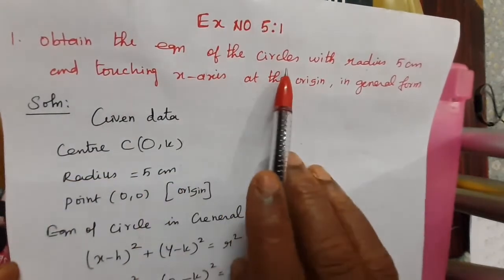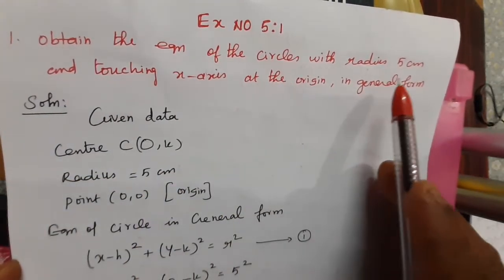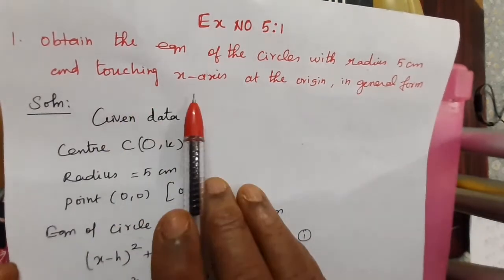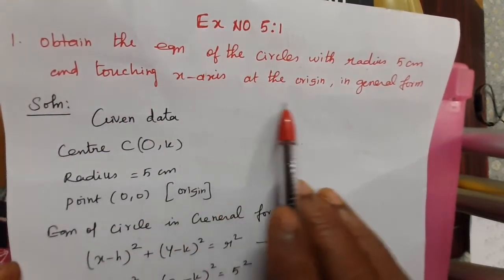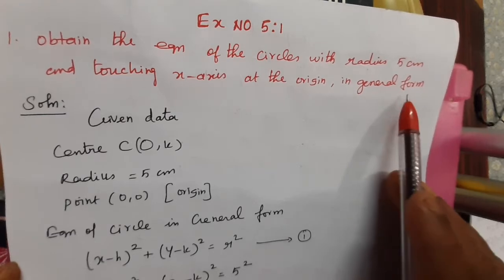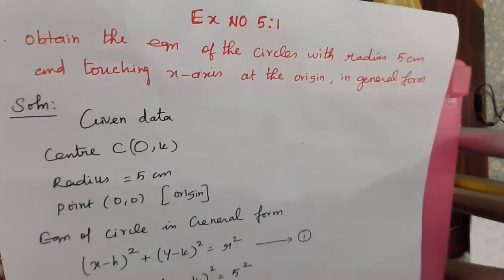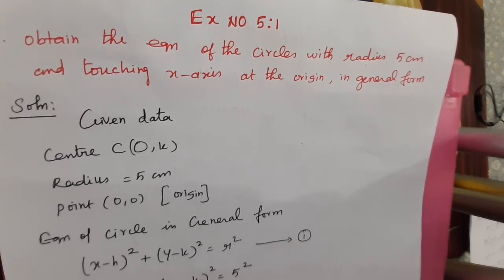Obtain the equation of the circle with radius 5 cm, touching the x-axis at the origin, in general form. We are going to write the equation of the circle in the general form. Only the radius is given, and it touches the x-axis at the origin.